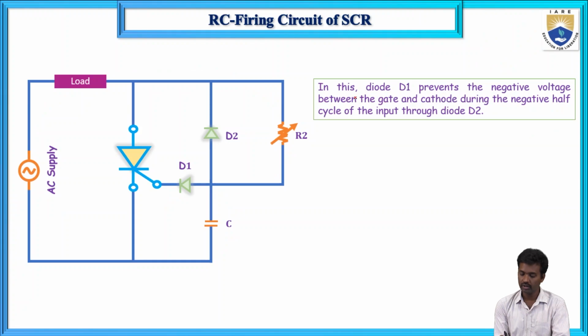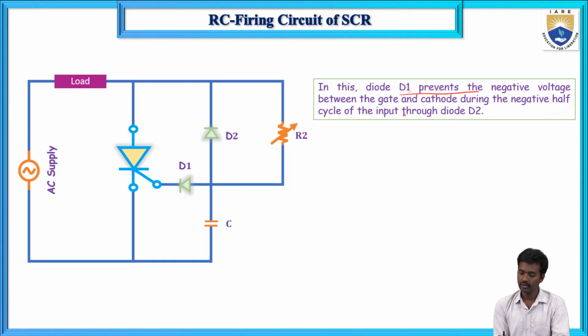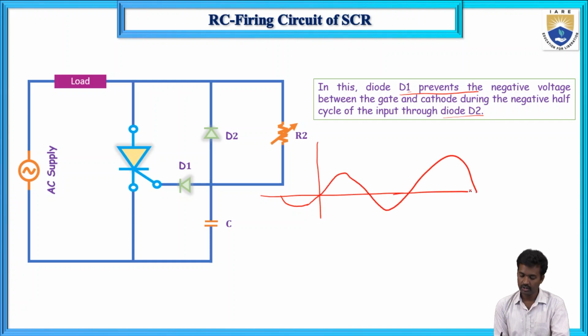Now what about D1? This D1 prevents the negative voltage between gate and cathode during the negative half cycle, while the capacitor charges through D2. And next, the waveforms are here. This is the supply voltage, positive and negative, and the capacitor voltage is here. This is the gate voltage VG.